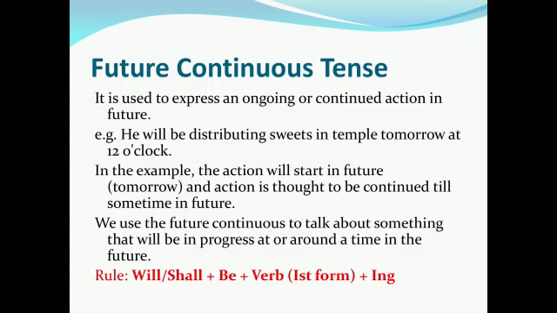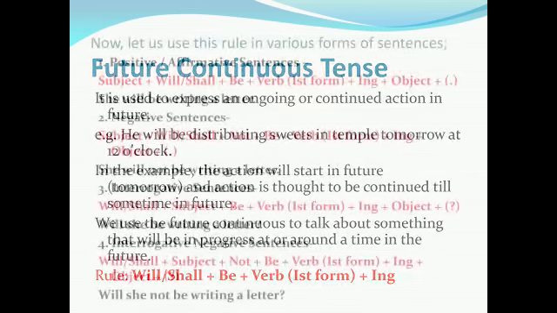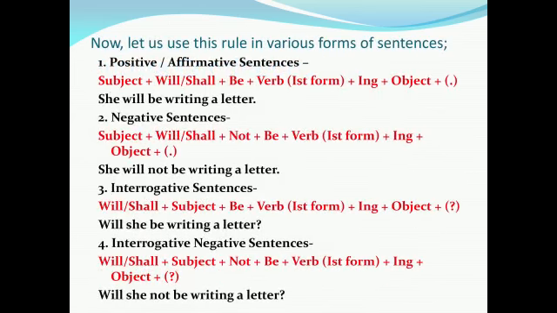Now let's see in the sentence. She will be writing a letter. This is positive or affirmative sentence. She will be writing a letter. So the rule is subject plus will or shall plus be plus verb in the first form plus ing plus object. I'll repeat the sentence. She will be. So she is the singular subject plus will plus be plus V1 write plus ing, writing.